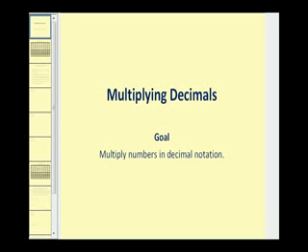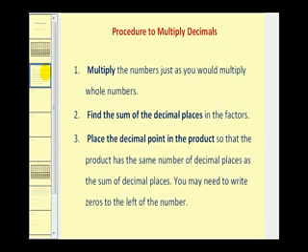Welcome to a lesson on multiplying decimals. Here's the procedure to multiply decimals. Number one, we'll multiply the numbers just as you would multiply whole numbers. Next, we'll find the sum of the decimal places in the factors.